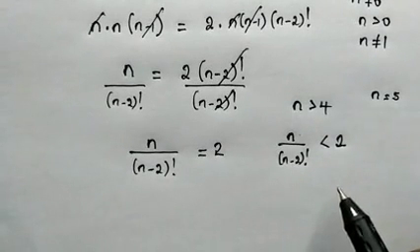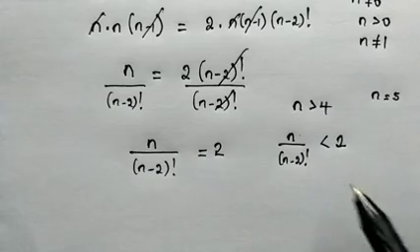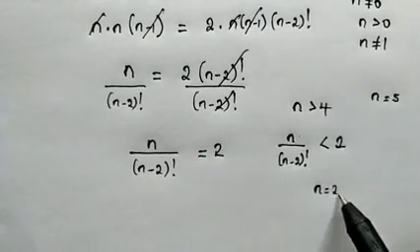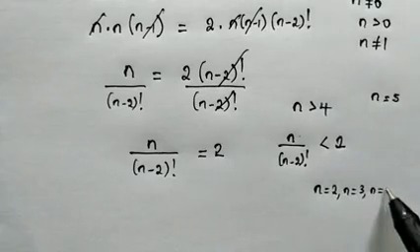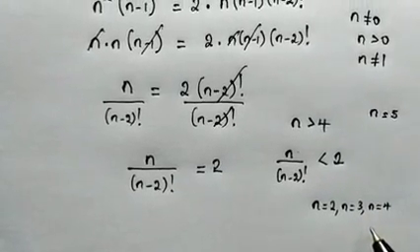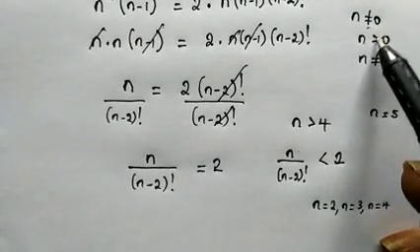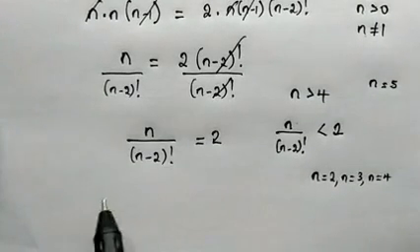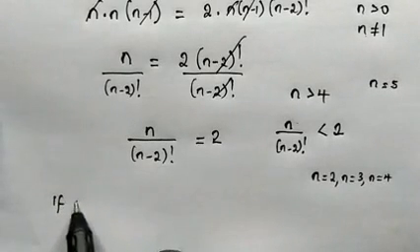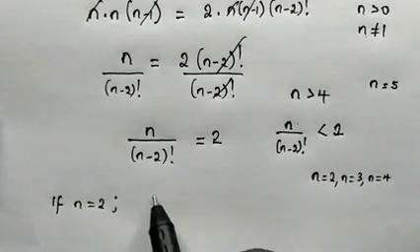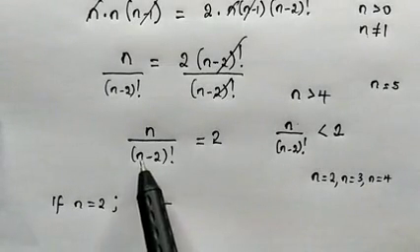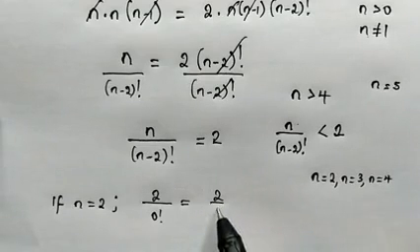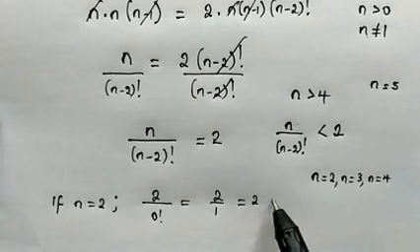Okay, since n cannot be greater than 4, the only thing we have to check is when n is equal to 2, when n is equal to 3, and when n is equal to 4. Remember, we have this, that n cannot be equal to 0 and cannot be equal to 1. Now let's check out 2. If n is equal to 2, therefore we get 2 divided by 2 minus 2, which is 0, so 0 factorial, which is 1. So 2 divided by 1 is equal to 2. So this is valid.